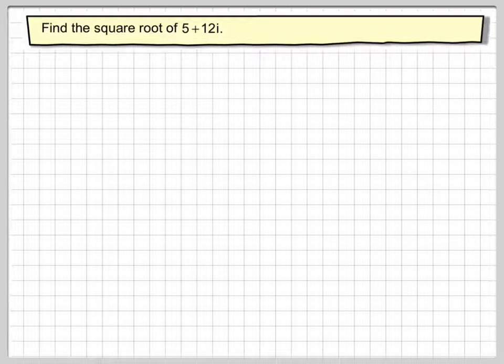Hi, in this video I'm going to show you how to find the square root of a complex number. So it says find the square root of 5 plus 12i.